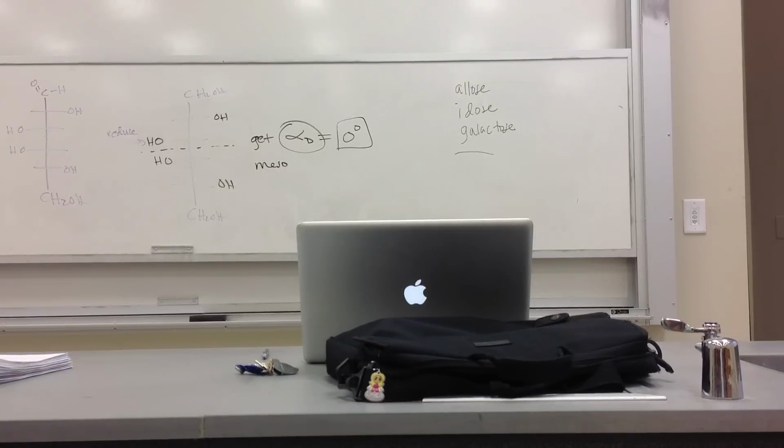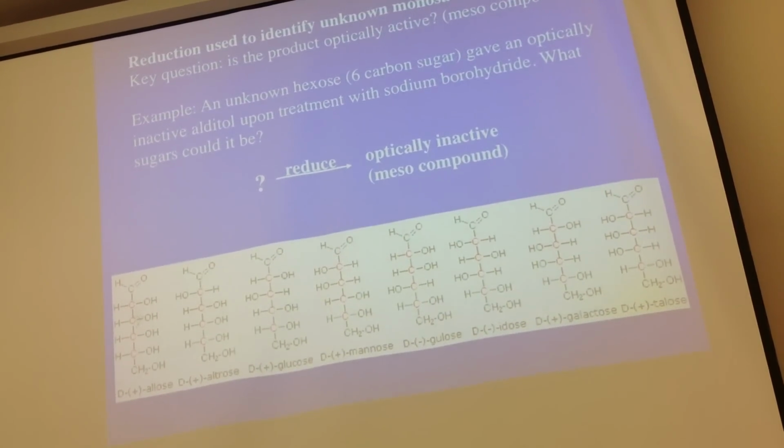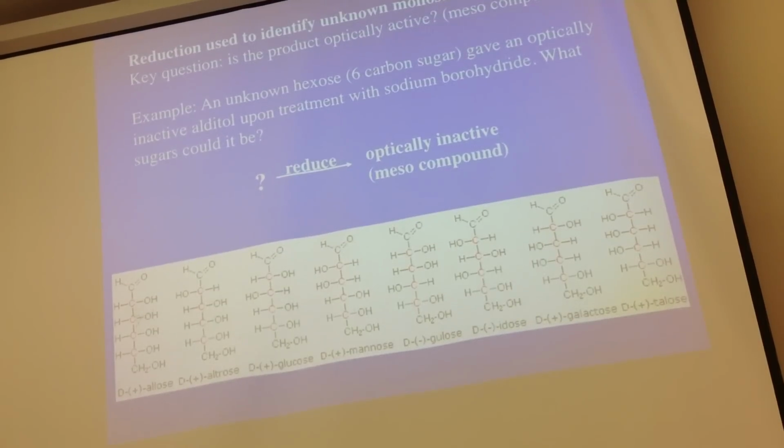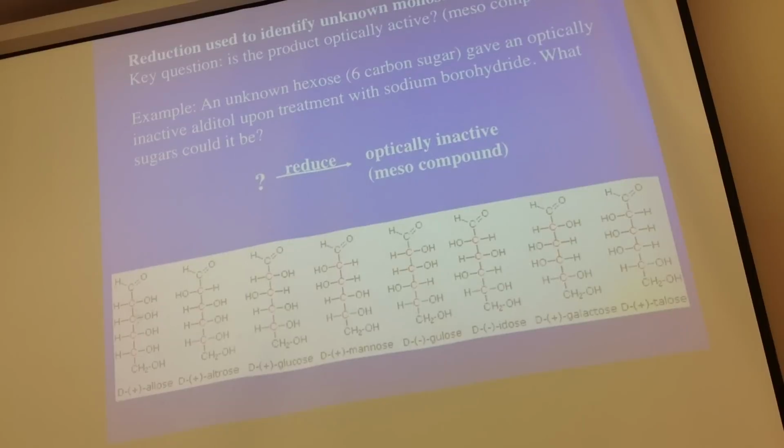I've helped myself somewhat. I know if it does rotate plane polarized light, it's not those, right? But it's certainly not as helpful. It could be any of the other 5 or whatever it is. Okay, so this is somewhat helpful in narrowing your choices down to sugars that have a plane of symmetry when you reduce them and sugars that don't. That's just the example we just did right there. We reduced it with sodium borohydride, and we decided that it could be any of those.